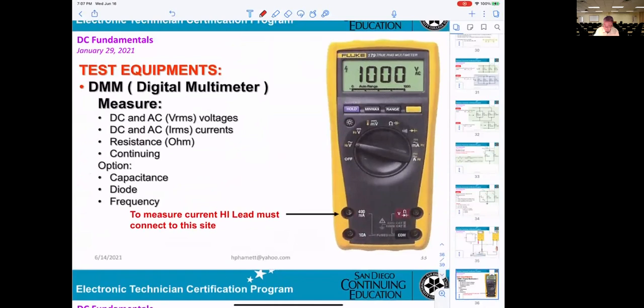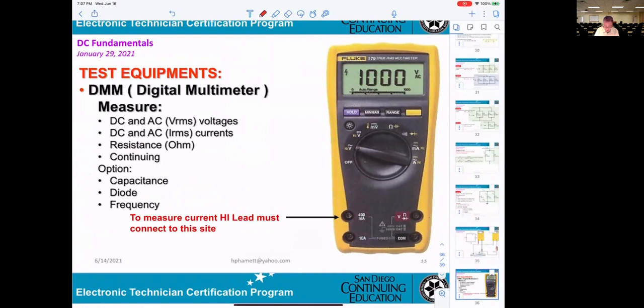When you go into the DMM, in here, I only tell you everything. It can measure DC and AC voltage. But for the AC, you must get the V-rms. You cannot get the V-peak or peak-to-peak. Okay, it can measure DC and AC current. Measure resistance, continuity, or optionally you can measure capacitance, diode, frequency. Okay, and the lab instructor will be telling you how to use a meter to measure whatever you need.